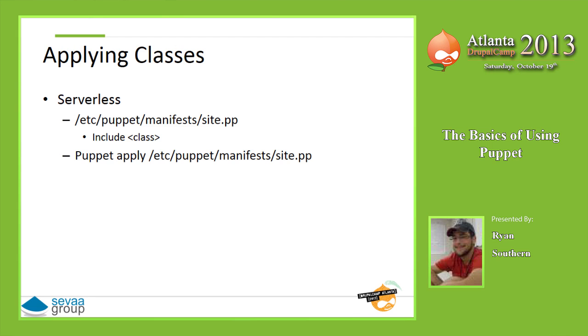When you're applying classes on a serverless node, they go into that file right there, and you essentially just say include class. There's different parameters that you can enter there that'll allow you to configure your services in different ways. And then you just puppet apply that file name.